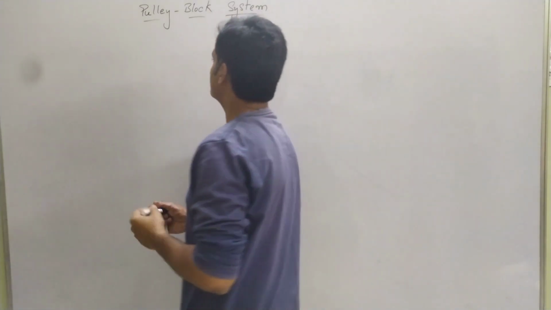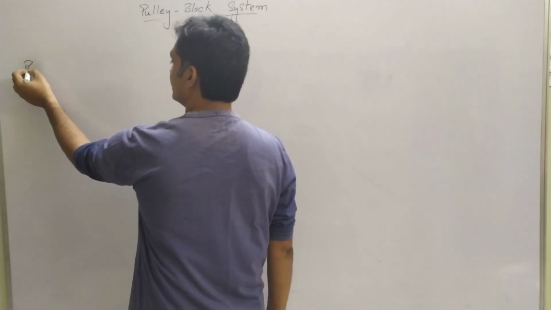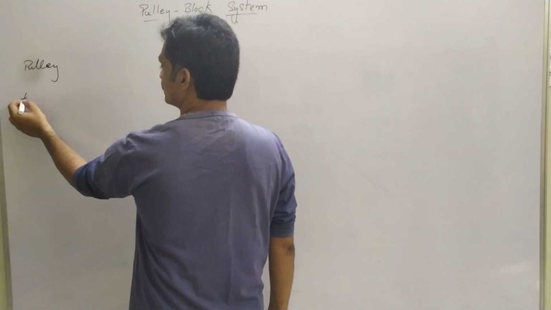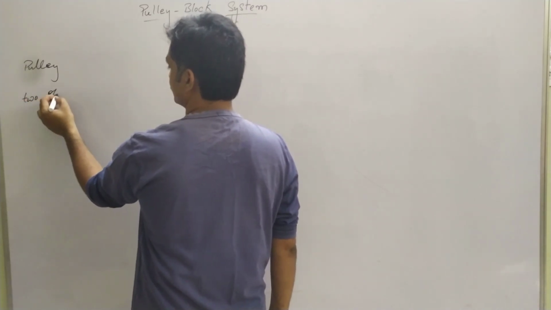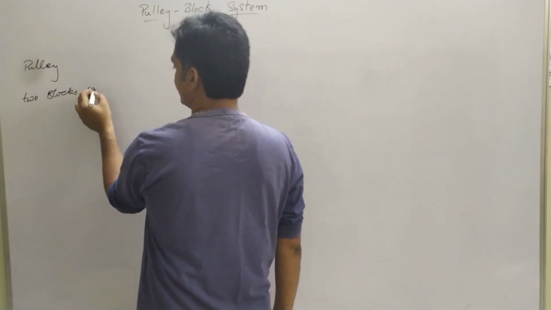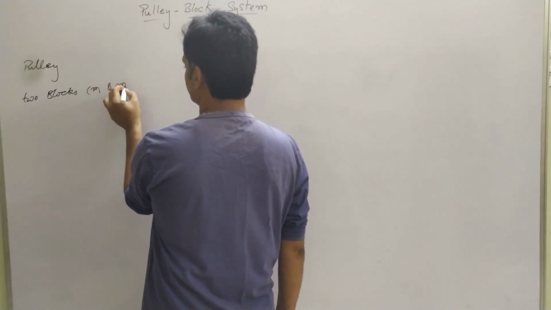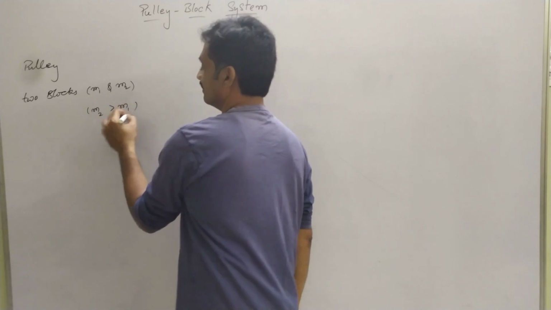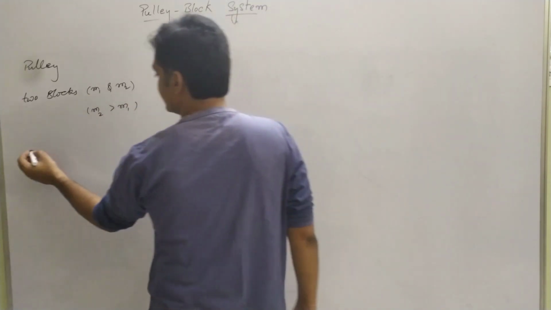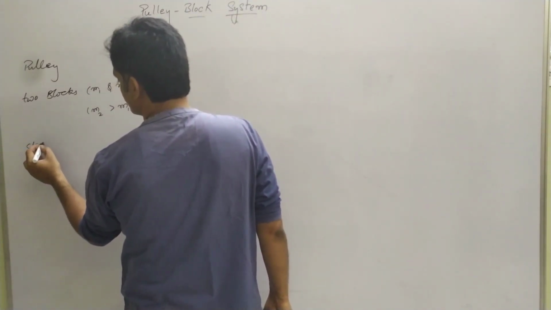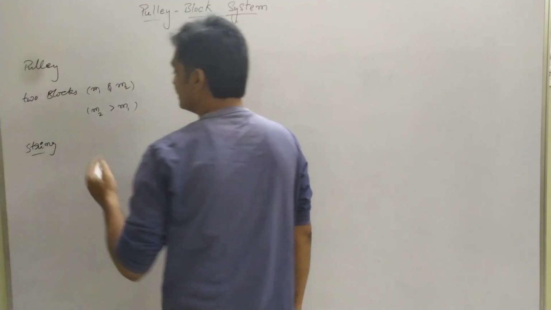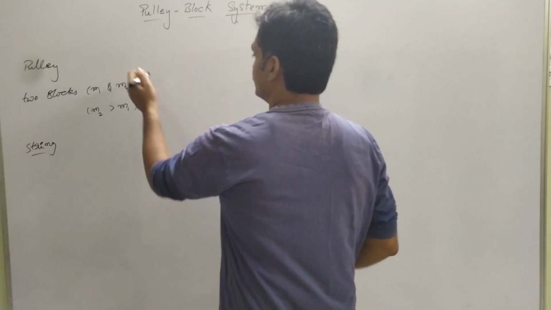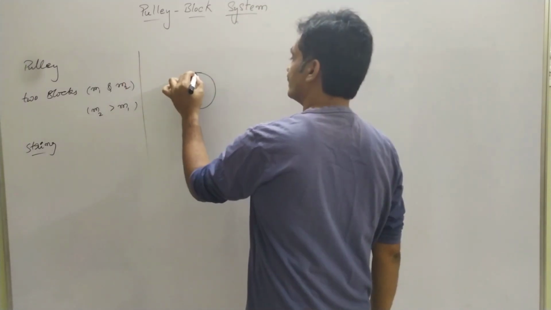In order to discuss this topic, here we require a pulley as well as two blocks of masses m1 and m2. Here we consider that mass m2 is greater than m1, as well as a string in order to attach these two masses. Here we consider this string as massless. So here we consider the pulley as frictionless.